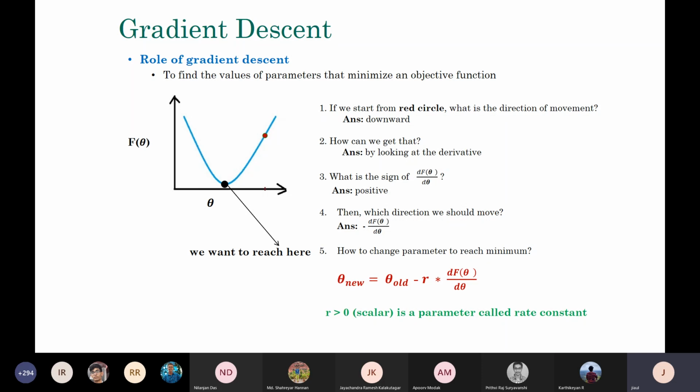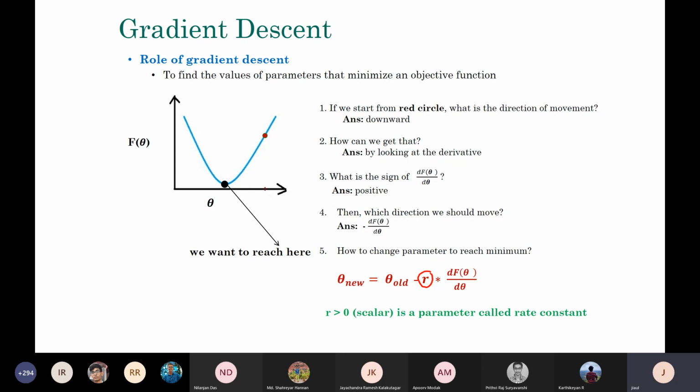Now here is the question of r. Somebody was asking what the role of r is. This r is a scalar quantity, a positive scalar quantity, and it is called the rate constant. People call it the learning rate, and all kinds of other names. So what is it? It is telling you that from df(theta) by d theta, I know which direction I should move. I have very precise information about the direction. But then how much should I move?